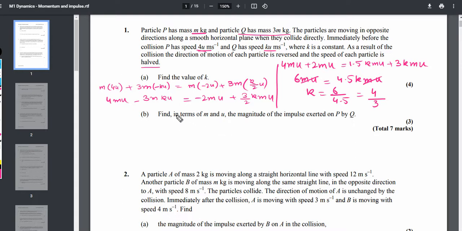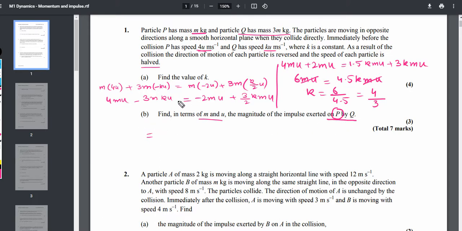Alright, now in part B we have to work out, it says find in terms of m and u the magnitude of the impulse exerted on P by Q. So we have to find out the impulse on P. So we will have to find out the change in momentum of P. So the change in momentum of P will be equal to the final momentum minus the initial momentum.